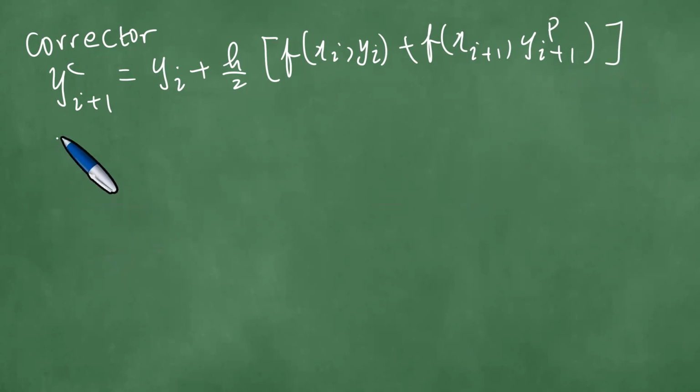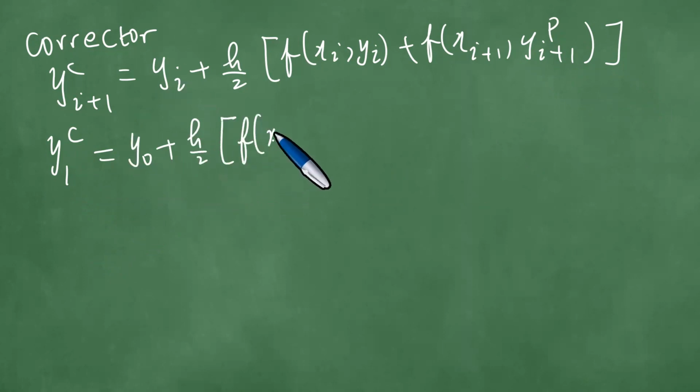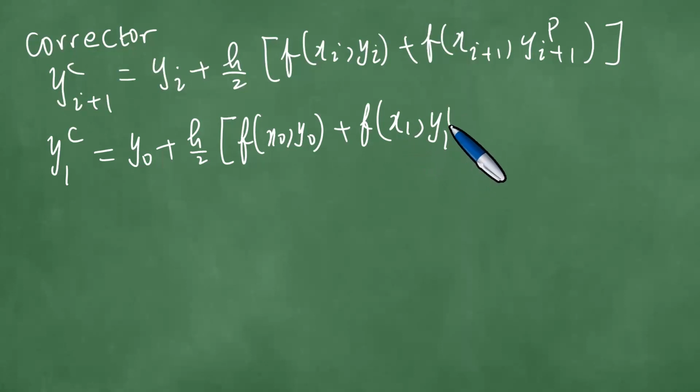Okay, now we have what we actually have got before, but we need y1 of the corrector. To get y1 of the corrector, it occurs when i is 0, giving us y0 plus h over 2, f of x0, y0, and f of x1, y1 predictor. So we need basically two big formulae. What do we need? We need f(x0, y0).